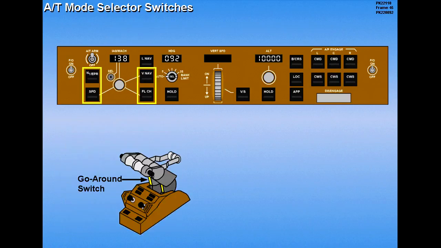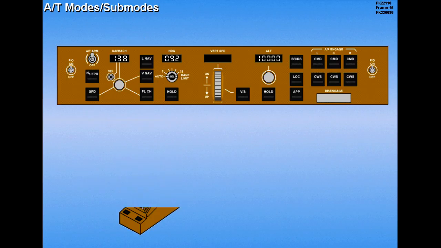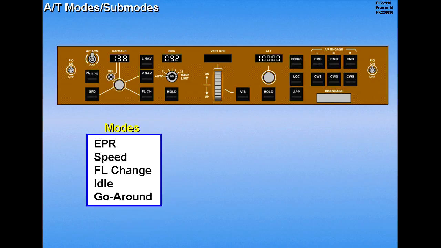Four mode selector switches and the go-around switch determine the operating autothrottle mode. The EPR and speed switches affect only the autothrottle. The go-around switch as well as the VNAV and flight level change switches affect the autothrottle, autopilot, and flight directors. The VNAV function will be discussed in the FMS lesson. There are 5 autothrottle modes and 1 sub-mode.